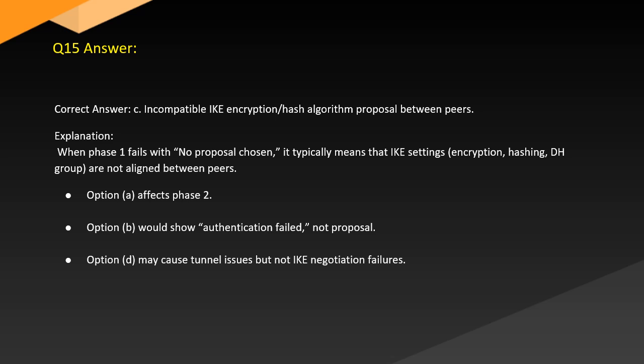Answer. Correct answer C. Incompatible IKE encryption hash algorithm proposal between peers. Explanation. When phase 1 fails with no proposal chosen, it typically means that IKE settings, encryption, hashing, DH group are not aligned between peers. Option A affects phase 2. Option B would show authentication failed, not proposal. Option D may cause tunnel issues, but not IKE negotiation failures.